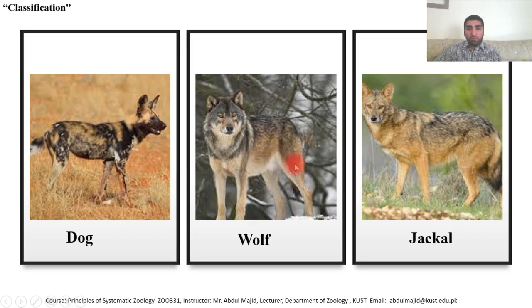This is dog, this is wolf, this is jackal. They are different, but we place these three species together on the basis of similarities. What are the similarities? The presence of the canine teeth. We place them into a genus that is known as Canis. So we place these three species into one group, which is known as a genus, because of certain similarities.